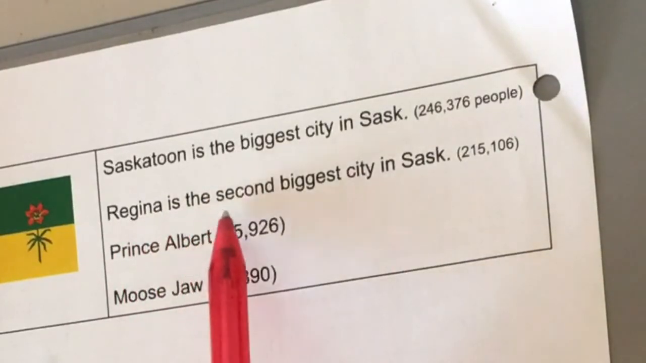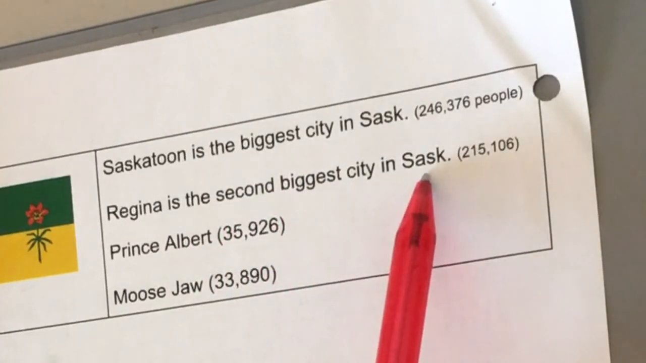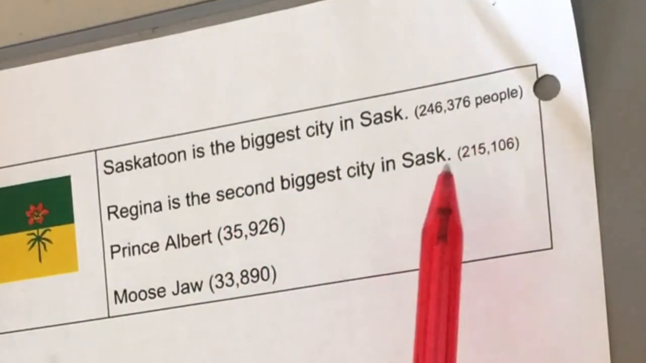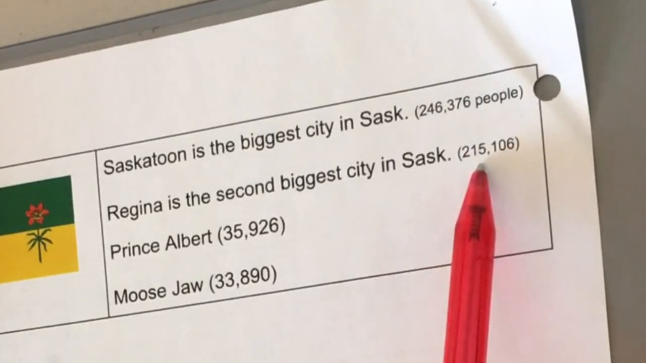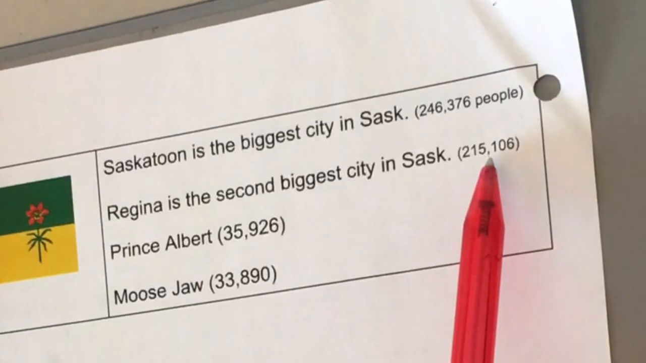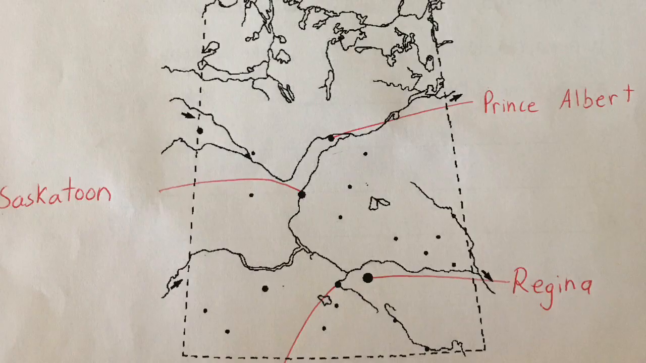Regina is the second biggest city in Saskatchewan. It has 215,106 people. So please label Regina. And students, don't forget capital letters for city names and province names.